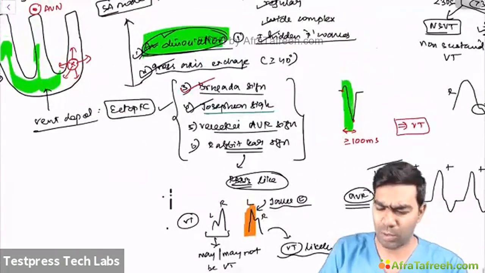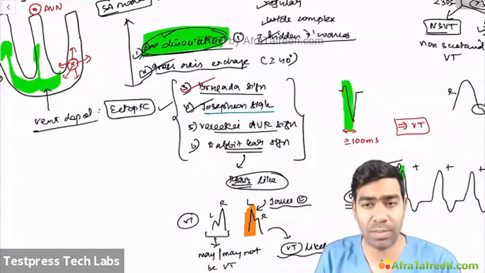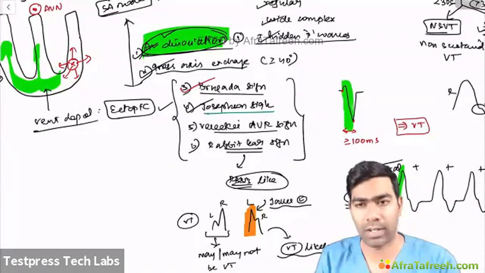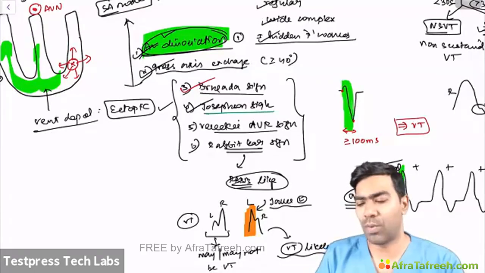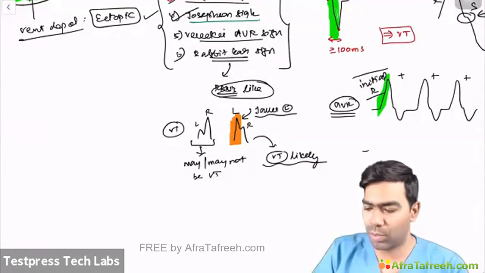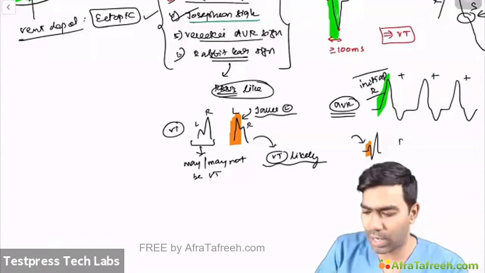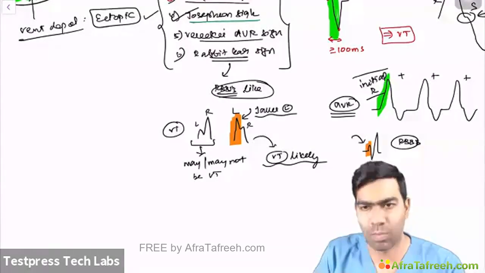Like these 6 are the most important, but more than this, you have so many things to tell that it's a VT. That's why I told you VT can be diagnosed, but SVT with aberrancy cannot be diagnosed. If you really want to know the reason, you see something called an RSR pattern. If you have an RSR pattern, the initial R wave has to be small in a true right bundle branch block.